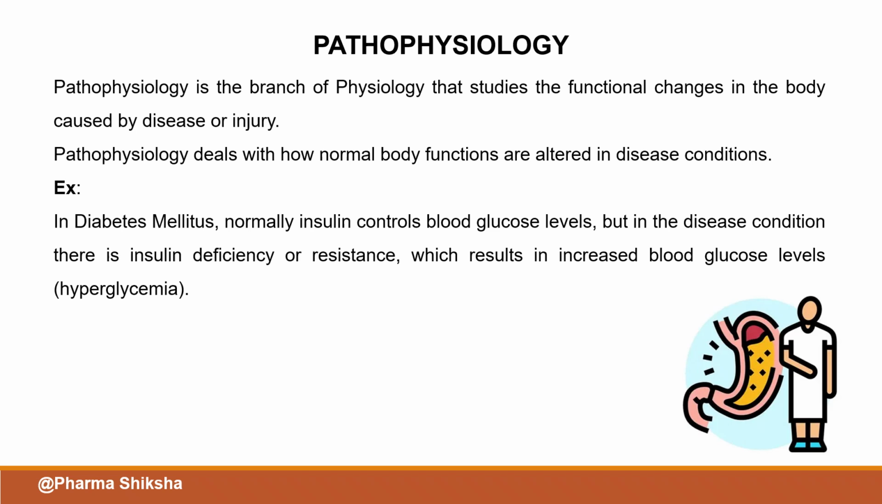An example you can see in diabetes mellitus: normally insulin controls the blood glucose levels, but in the disease condition there is insulin deficiency or resistance, which results in increased blood glucose level, like hyperglycemia. Hyperglycemia means high blood glucose level. So you can study many disorders, for example Alzheimer's, Parkinson's, glaucoma or jaundice; all these disorders you study under pathophysiology.